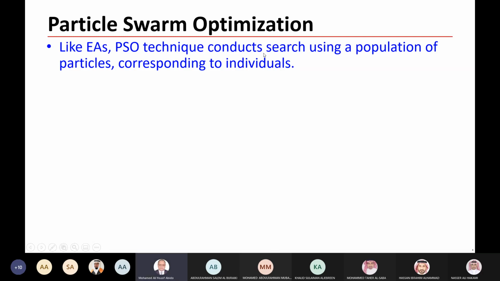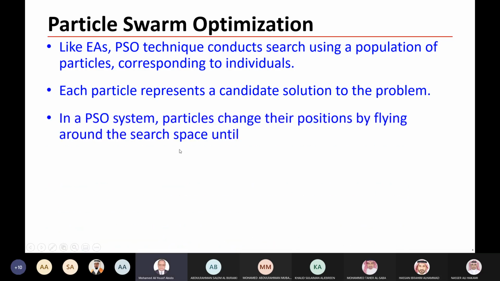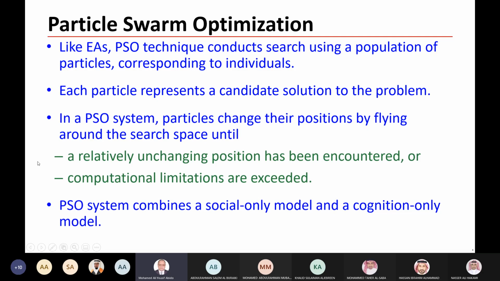Of course, PSO is population-based. You can also list the advantages of population-based techniques in terms of implicit parallelism, and in terms of being less susceptible to being trapped in local optima. Each particle represents a solution, and these are some of the stopping criteria that you can set: the best solution doesn't change for a long time, or you reach the maximum number of iterations.